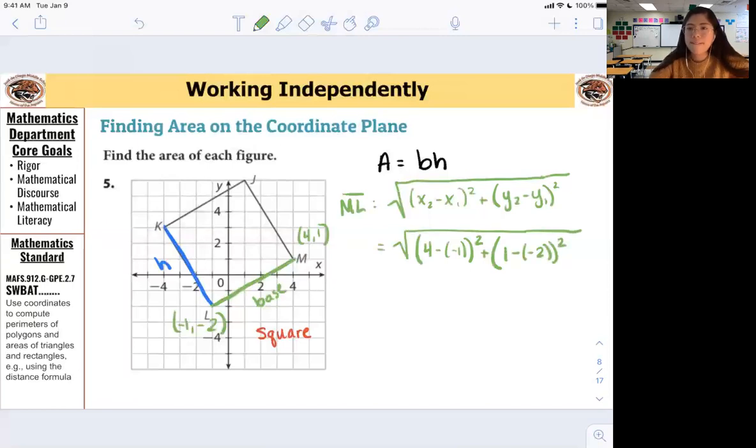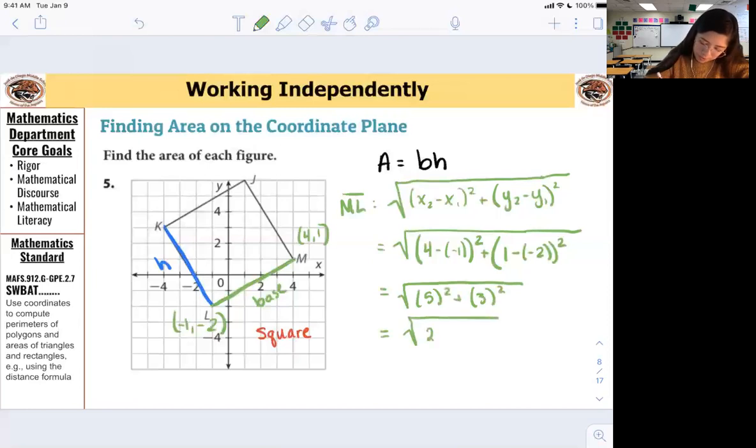Questions on that? Good. Okay, here we go. Just get those numbers on the inside of the parentheses. What's 4 minus -1? Good, that's 5 squared. And then 1 minus -2, 3 squared. So this is the square root of 25 plus 9.